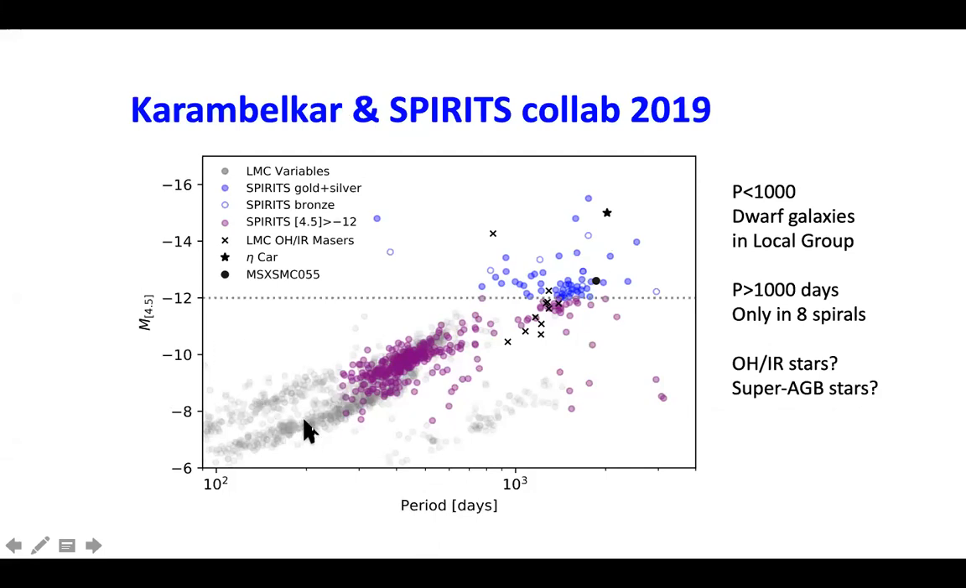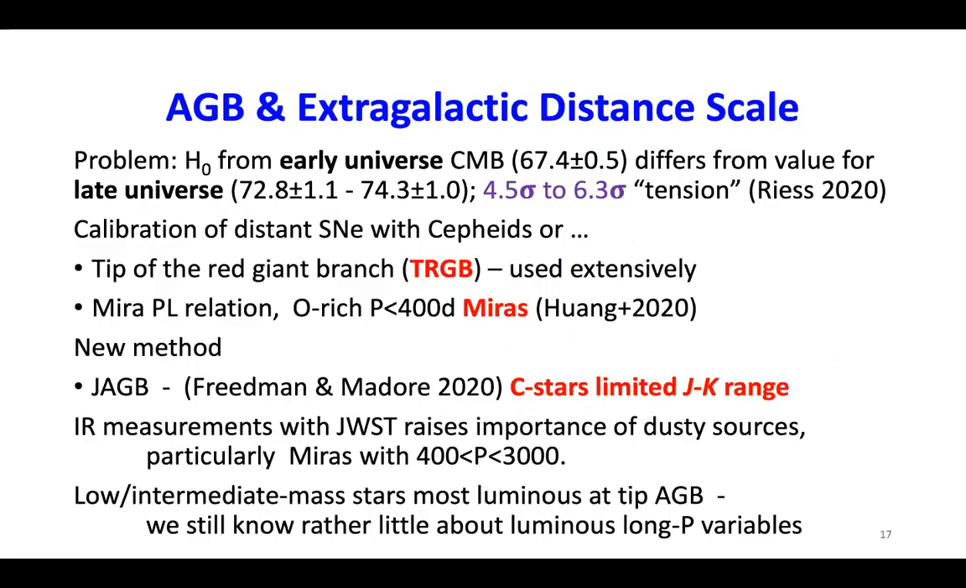We see some examples here detected by the SPIRITS collaboration in their search for transients. These were the byproduct of variables at 4.5 microns, as a function of period. These are like the shorter period ordinary Miras that you find in local group dwarfs. And these are in slightly more distant spiral galaxies. Periods over 1,000 days, comparable to the OH/IR stars, and perhaps to this star, which is one of the super AGB candidates.